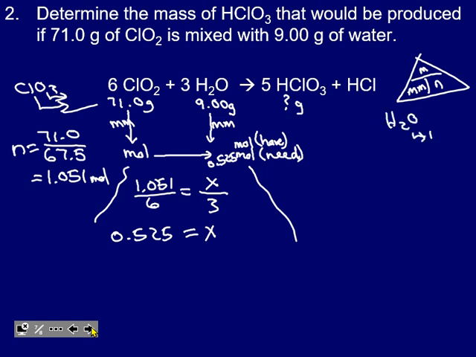I got this one. 18. n is equal to 9 divided by 18. I should be able to do that in my head, shouldn't I? That's a good ratio, isn't it? 0.5? We'll keep the significant digits, moles, 0.500.